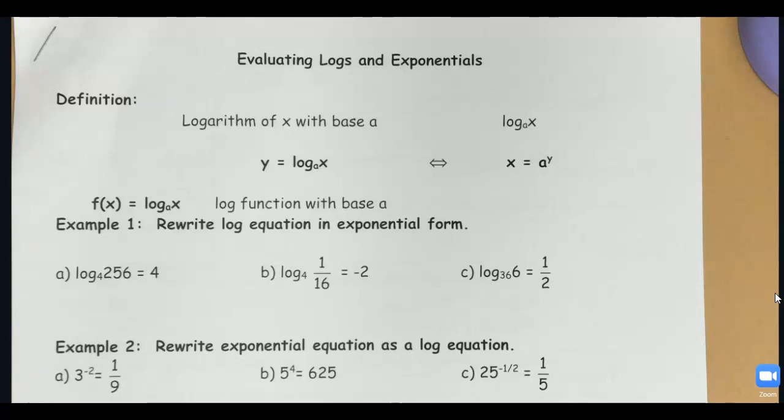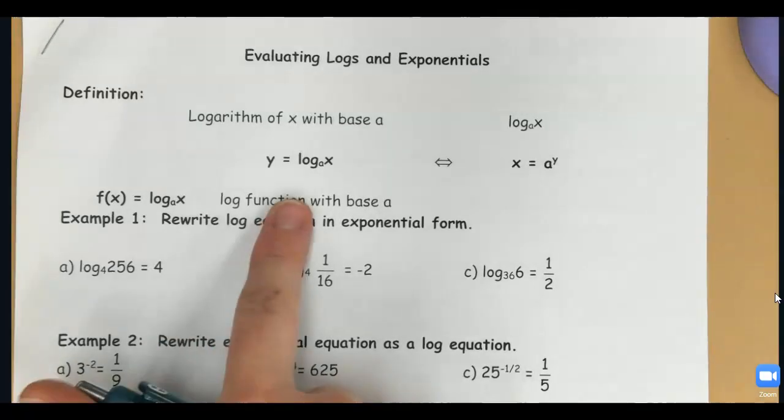Alright, we are continuing our journey with logarithms. Today we are going to be evaluating logs and exponentials. So the first skill we're going to practice is going back and forth between log form and exponential form, because again, logs and exponentials are inverses of each other.